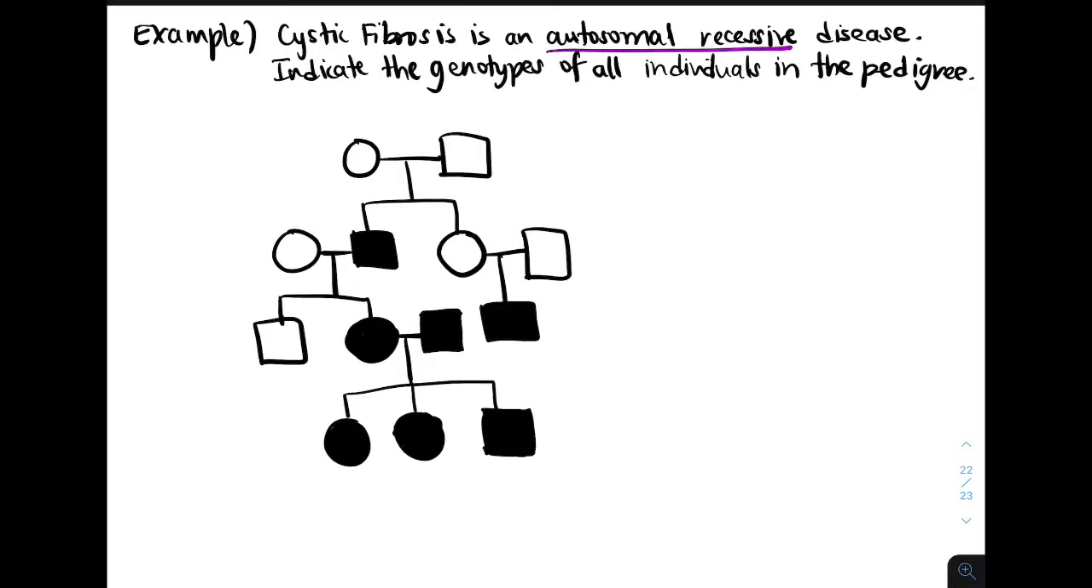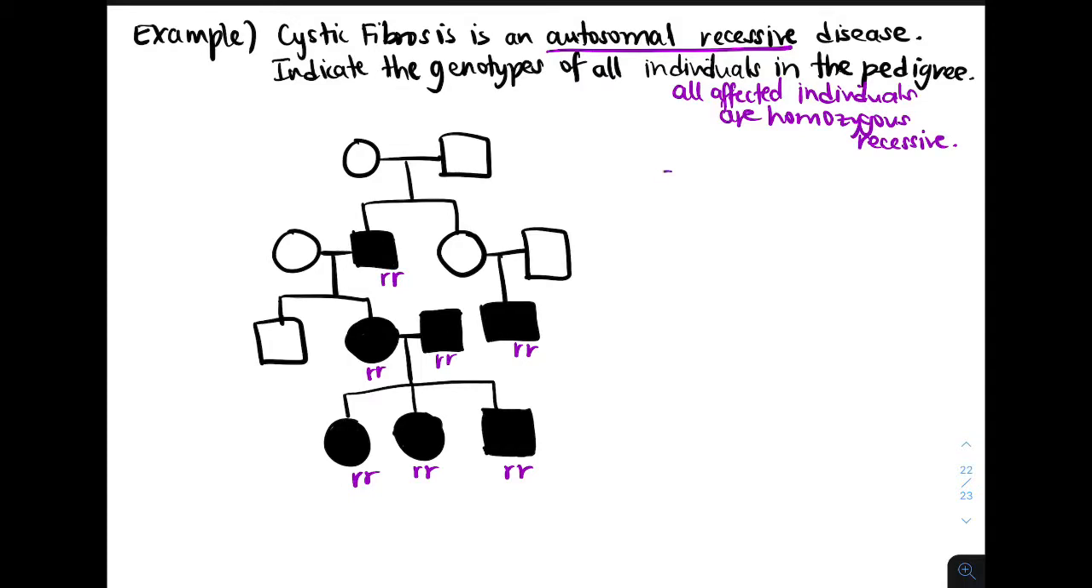And remember that the question told us that this is an autosomal recessive disease, which means that all affected individuals, or individuals that are colored in, must be homozygous recessive if they show the trait. As a result, we can go ahead and fill in all the colored or shaded individuals with the little r genotype.